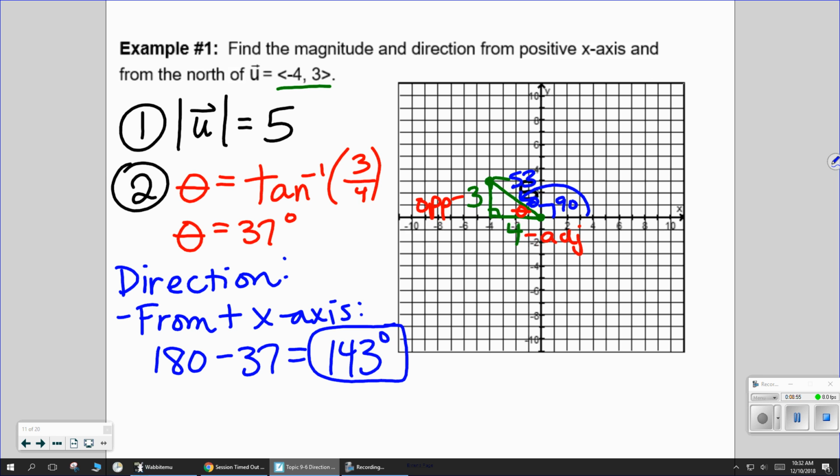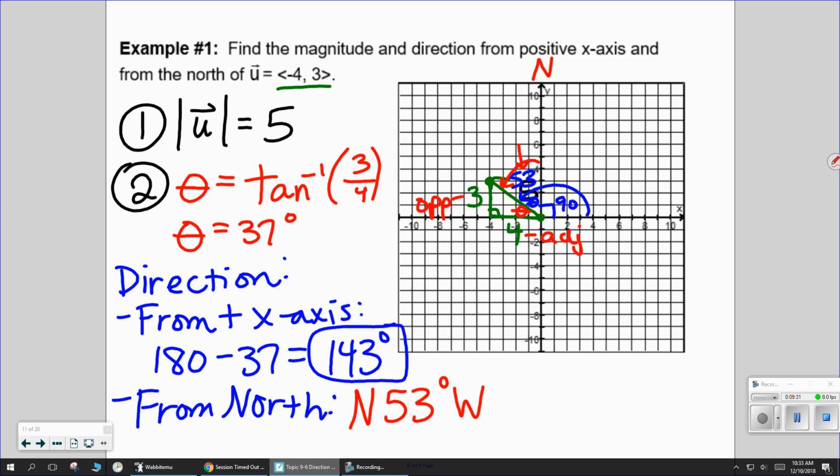Now let's do from the north. So what is the shortest distance from the north to get to that vector? So here's the north. So we would go towards the west to get to the vector from the north. And so we decided that this angle was 53 degrees. And so our bearing from the north will be 53 degrees west of north. So I'm going to put the N first. So from the north, it's 53 degrees west of north. So you're going to make a triangle out of your vector. And you can make it whichever direction you want to the x-axis or the y-axis. You're going to find the missing angle to help you get your direction.